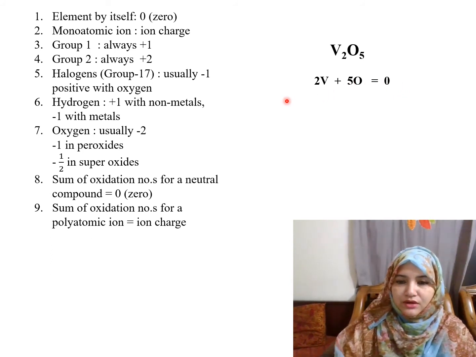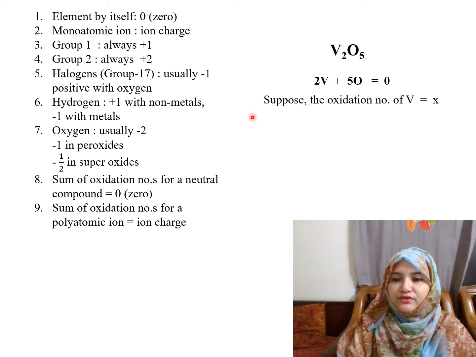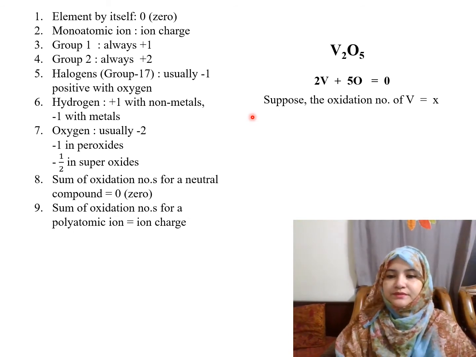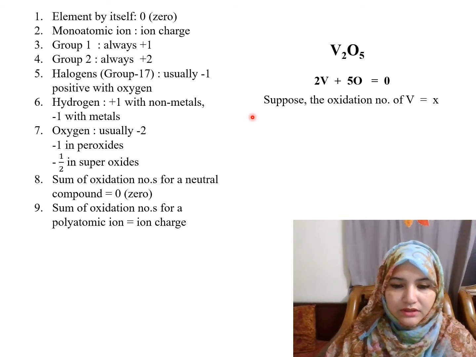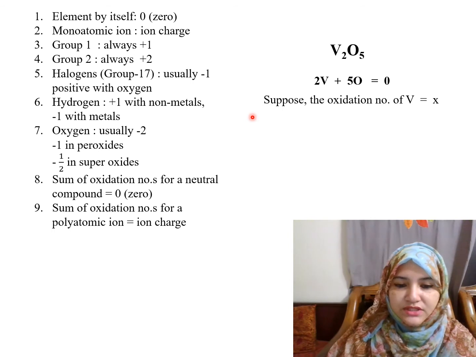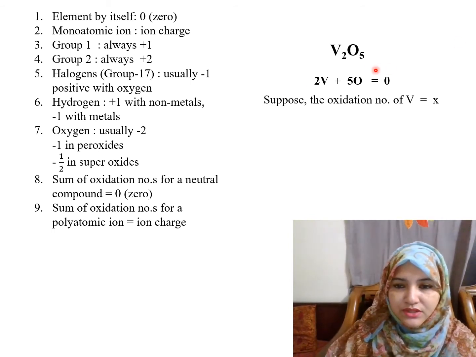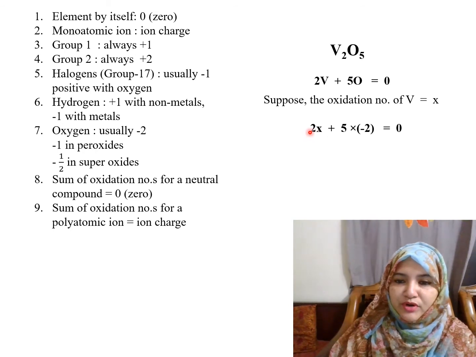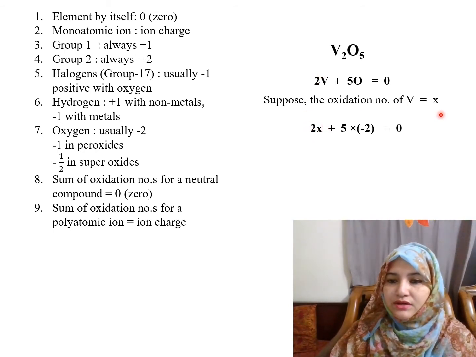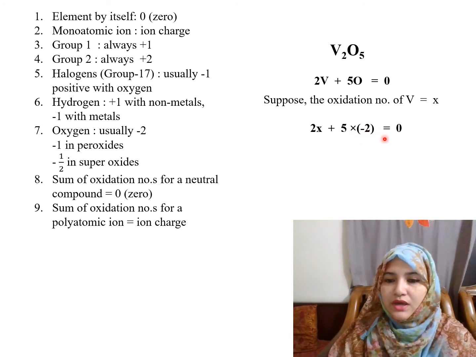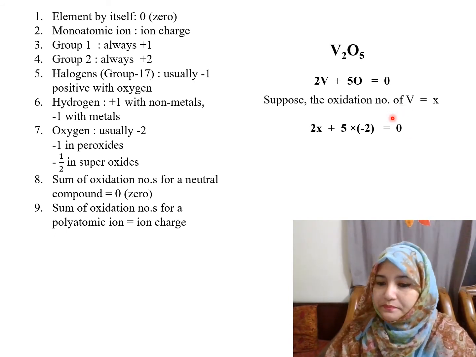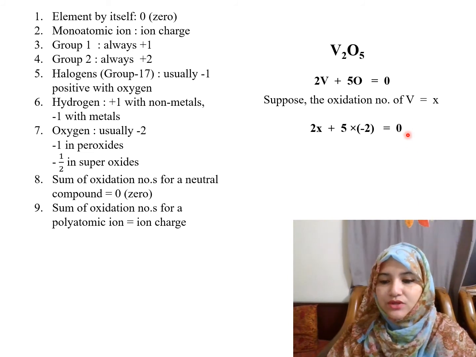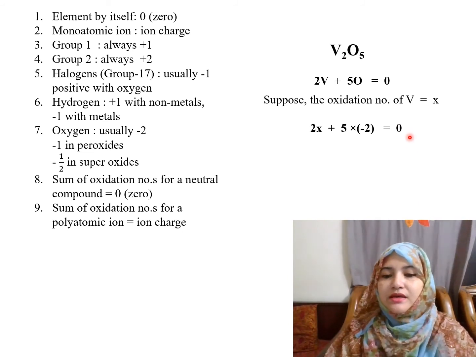Suppose the oxidation number of vanadium is X. We can write this equation using oxidation numbers. Here 2 is the number of vanadium atoms, and x is the unknown oxidation state of vanadium, and the number of oxygen atoms is 5, and this 5 times minus 2 is equal to the whole oxidation number of vanadium oxide, which is 0 for any neutral compound, and vanadium oxide is a neutral compound.